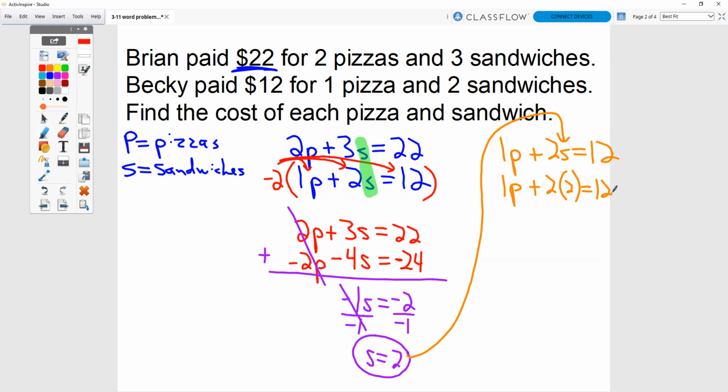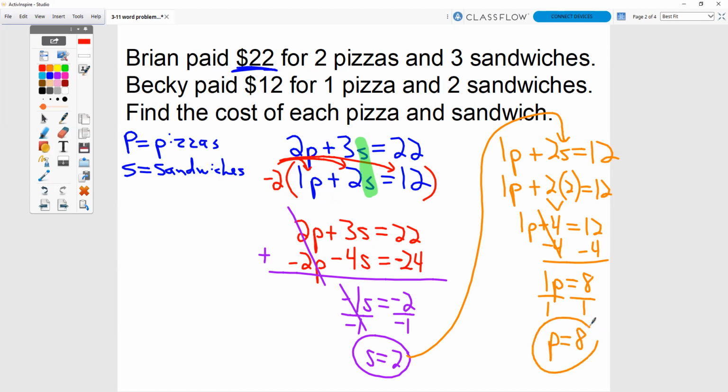And now I'm going to solve this equation. 2 times 2 is 4. So I have 1P plus 4 equals 12. Minus 4 and minus 4 to get that 1P all by itself. 12 minus 4 is 8. Divide by 1, divide by 1. We get that the cost of 1 pizza is $8.